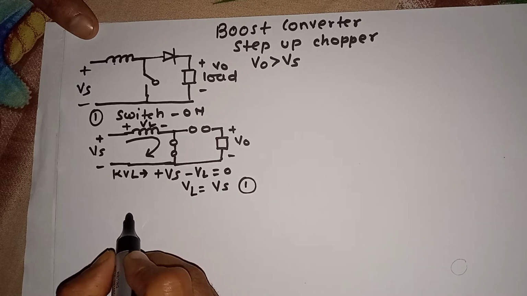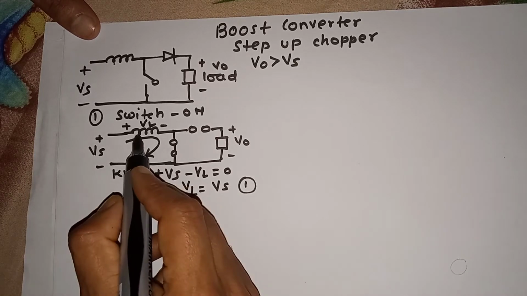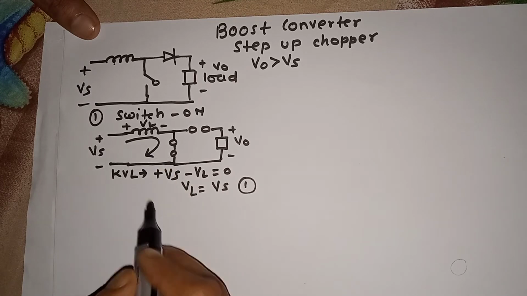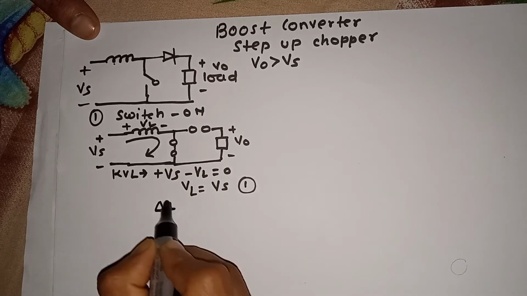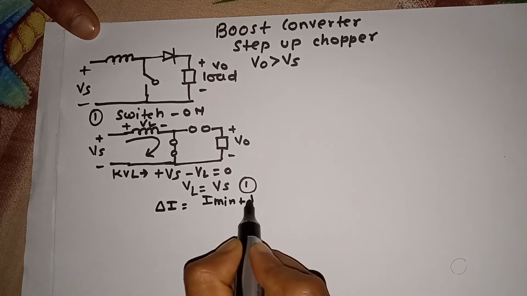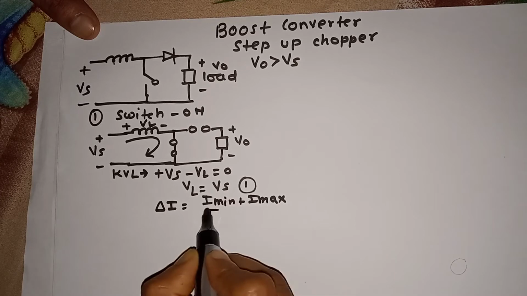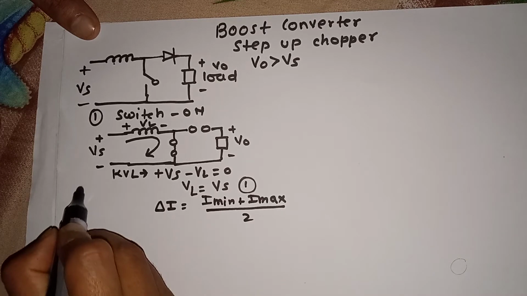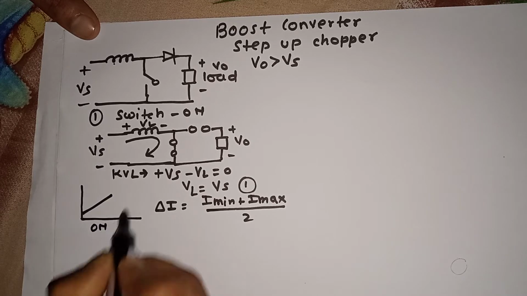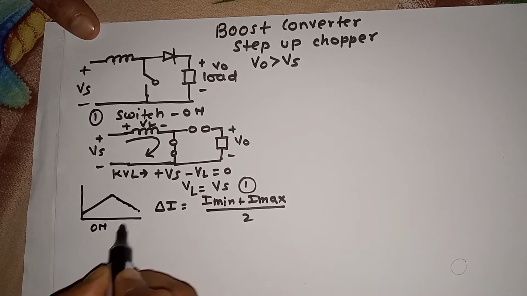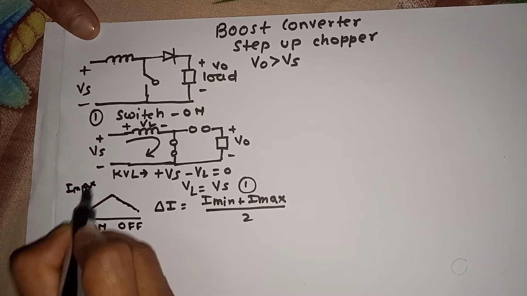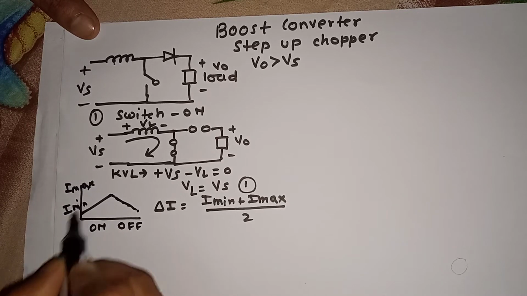We also know that the current flowing through the inductor is going to go from minimum to maximum. So we know that delta I, the average current, will be I minimum plus I maximum divided by 2, because the current increases in the on time and decreases in the off time. This is the I maximum, this is the I minimum.